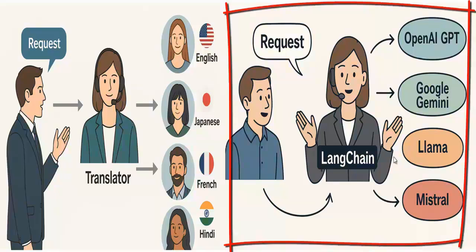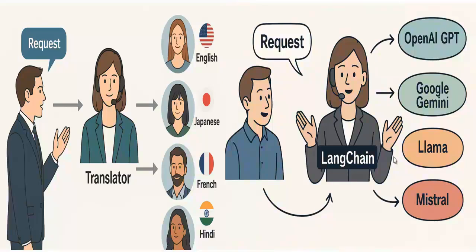Each model like OpenAI GPT, Google Gemini, Llama and Mistral has its own way of communicating. Langchain works like the translator. You give your request once and it knows how to talk to the model, get the response and return it to you in a simple way.